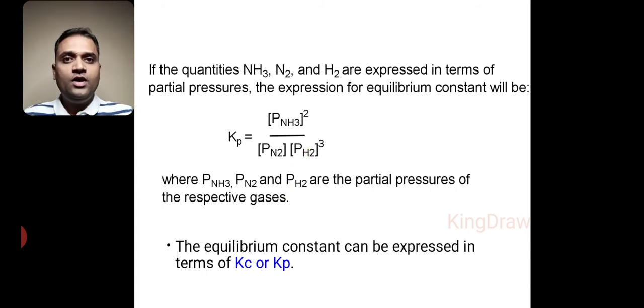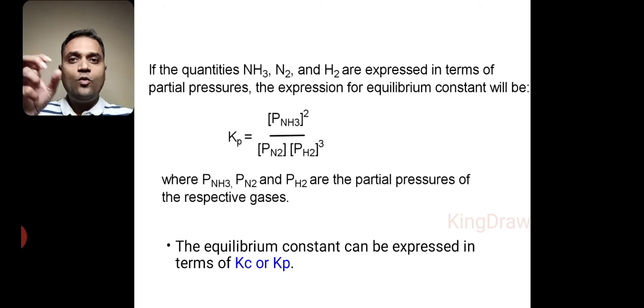So what have we studied from this? We have studied that the equilibrium constant can be expressed in terms of Kc or Kp. When we consider the concentration of those quantities, we write it as Kc, and when we consider partial pressures of those quantities, we have to write Kp.